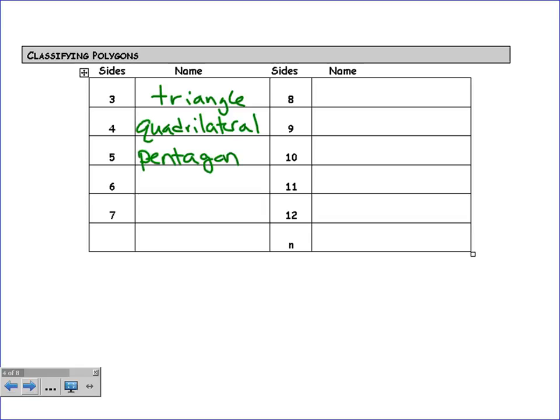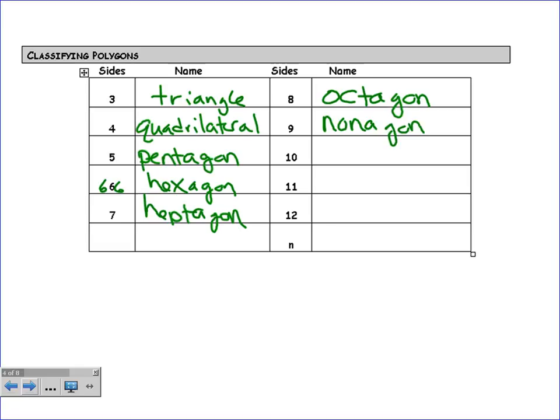6. Like we're doing a 6, 6, 6. Hexagon. Or 6 as an X. 7. Heptagon. 8. Octagon. Like an octopus. 9. Nonagon. 10. Decagon. Deca. Gon.